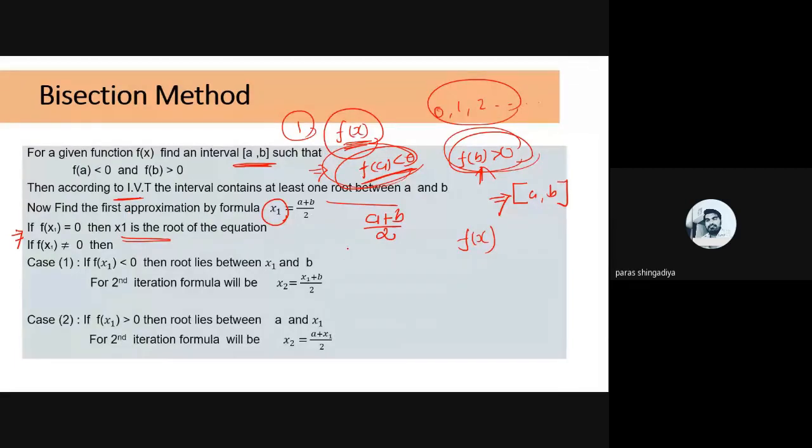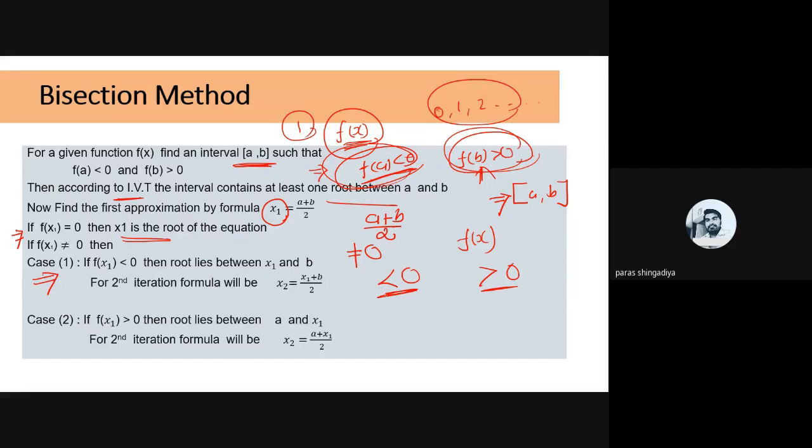for the non-zero case. Either it is negative, otherwise it is positive. It will be non-zero, meaning it is less than zero, otherwise greater than zero. Clear? So how can we define the next iteration if it is a negative answer? If f of x1 is negative, then the root lies in between x1 to b.